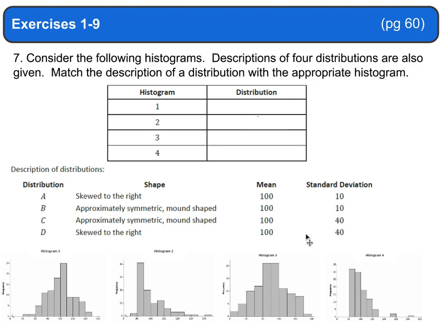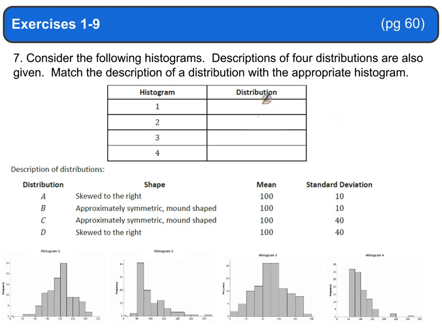Now again, I would encourage you to pause this video, try to answer it yourself first, and then when you're done, unpause it. I'm going to continue on. We're assuming at this point you have results, and you're looking to see. If we look at histogram number 1, it is generally symmetric, so we're expecting this to be either B or C. The question comes down to whether the standard deviation was more appropriate to be 10 or 40.